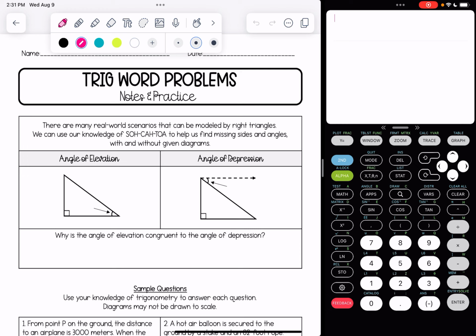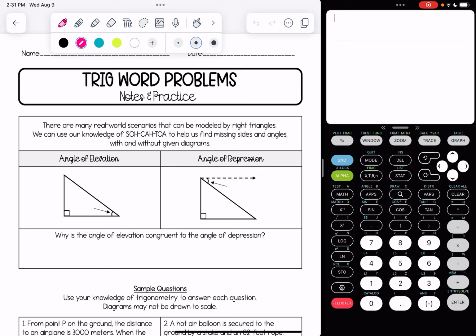Everyone, in this video we're going to be looking at some word problems that use right triangle trigonometry. There's a whole bunch of real world scenarios that can be modeled by right triangles, and we can use our knowledge of SOH CAH TOA to help us find missing sides and angles with and without given diagrams. Before we dive into that, there's two vocabulary terms that we need to know.